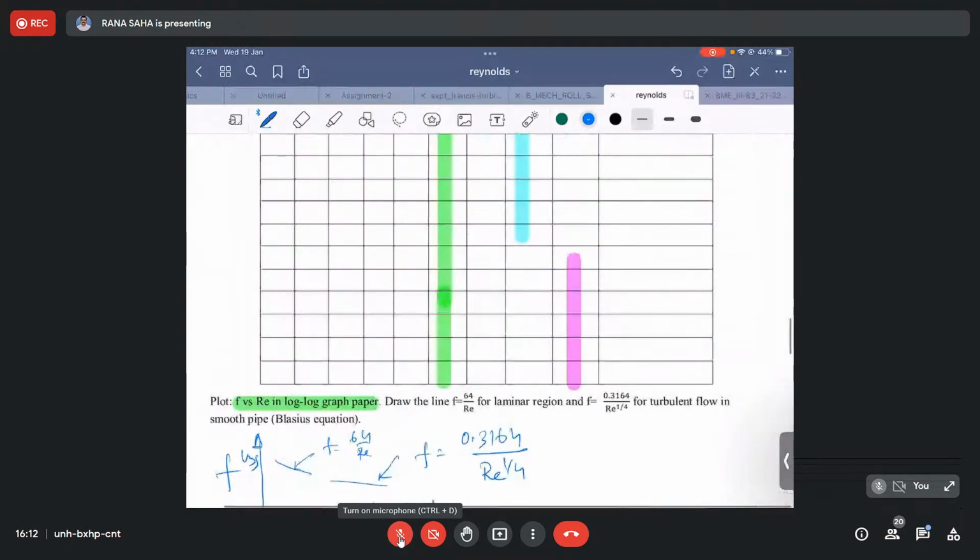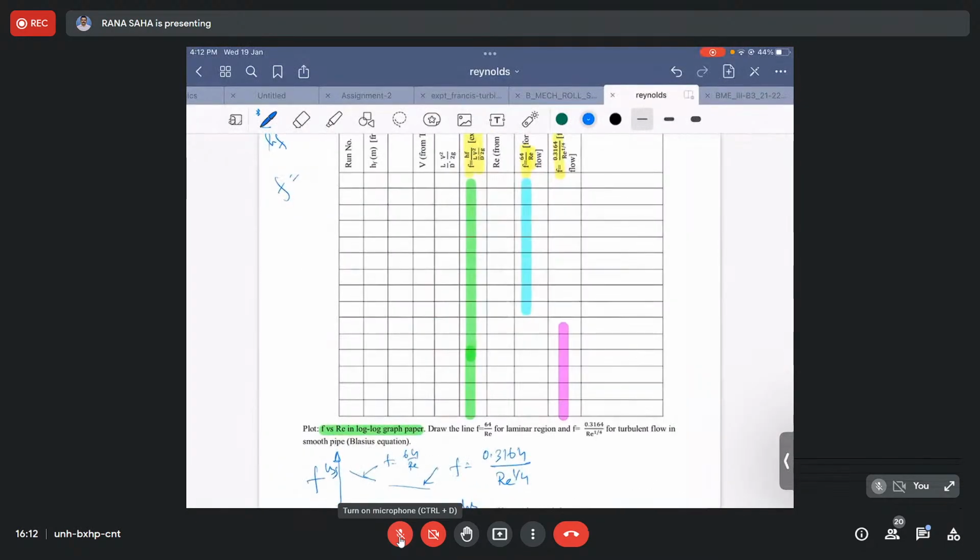Now the thing is that if you are going to use Excel or some software, either MATLAB or Excel, to plot, you can find that some log scale is available. There are options in which you can choose for metric scale, or you can choose for plotting in log scale. So by using software, you can straight away plot it.